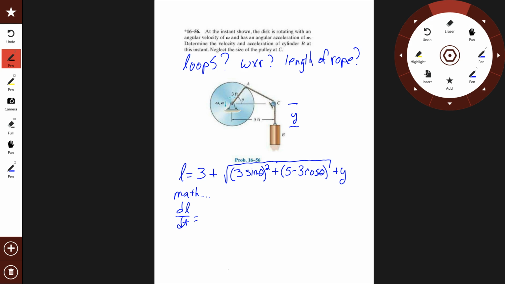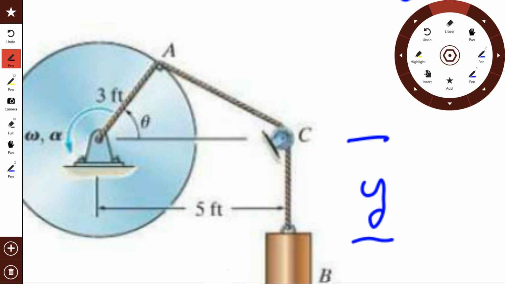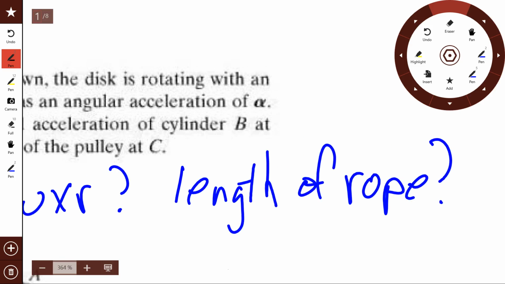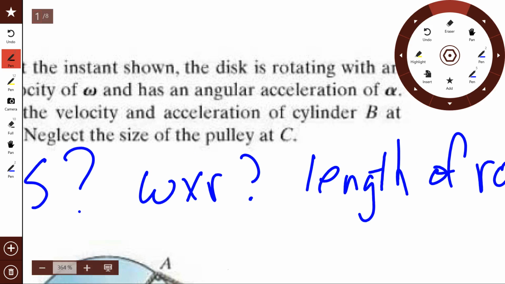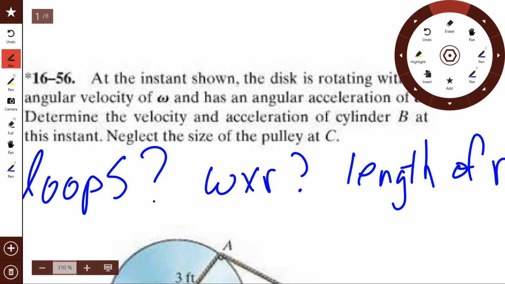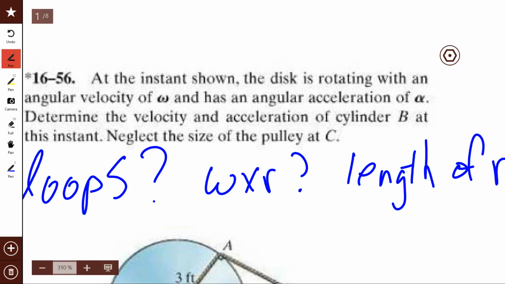Okay, let's zoom in here. I think I can zoom it in. Not too much. Okay, so this is problem 16-56. If you have your book, you can look at that.